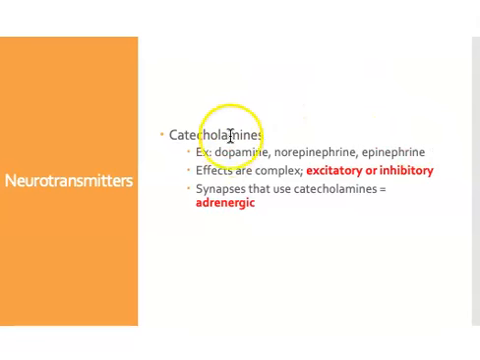What's interesting is that the effects of these catecholamines vary from synapse to synapse. Sometimes catecholamines are excitatory, and sometimes they're inhibitory. Remember, the nervous system is very complex and it has a lot of fine-tuning abilities. Any synapse that uses a catecholamine as its neurotransmitter gets the name adrenergic. So cholinergic if it uses acetylcholine, adrenergic if it uses a catecholamine.